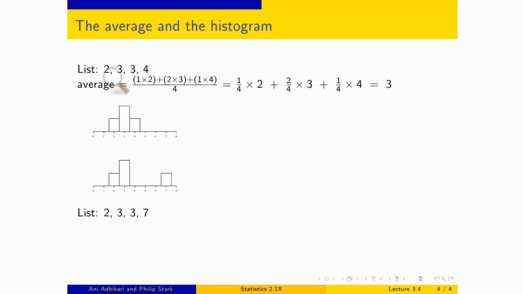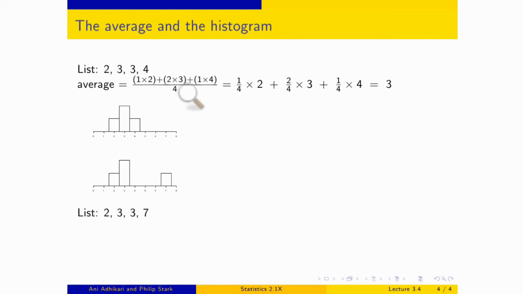Here's our old friend, 2, 3, 3, and 4. Here's its average. Now, the sensible way to compute the average is to do 2 plus 3 plus 3 plus 4, the whole thing divided by 4. But I have done something a little perverse. I have said, okay, I've got a 2. That's 1 times 2. I have 2 3s, and so that total is 2 times 3. And I have a 4. That's 1 times 4. I add all those up and divide by 4.